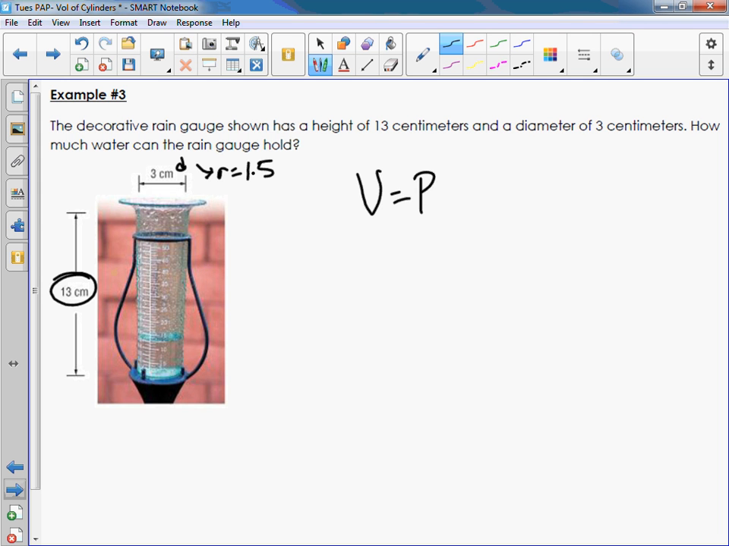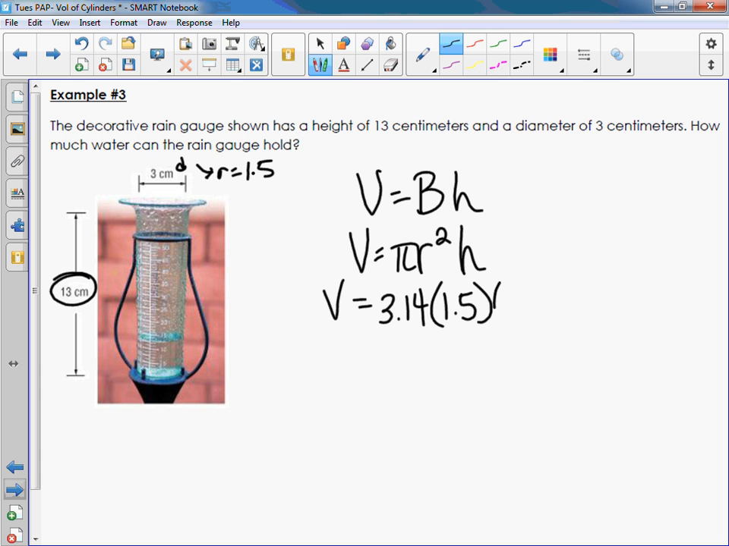So volume equals big B times H. Big B is pi r squared times H. I'm going to plug in 3.14 times my radius, which is 1.5, because it's radius squared, and then my height is 13. So from there, I just multiply all these numbers together, and I've already got this pre-figured out, so you don't have to wait for me to do calculations. And that's going to give me 91.8, which is centimeters cubed.